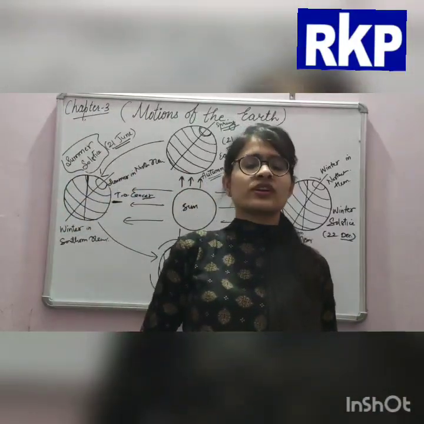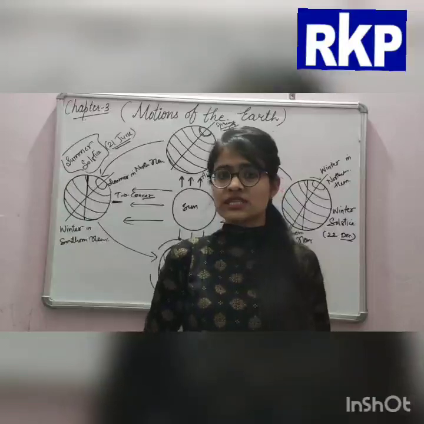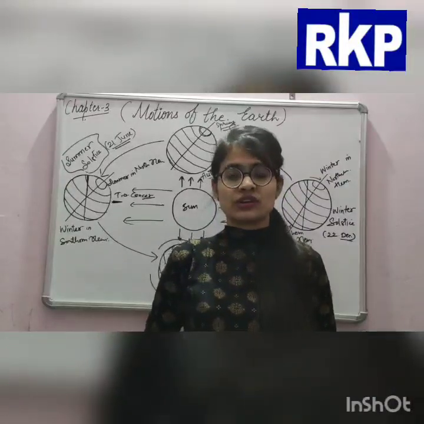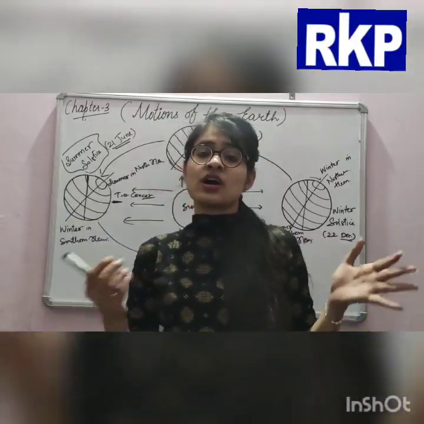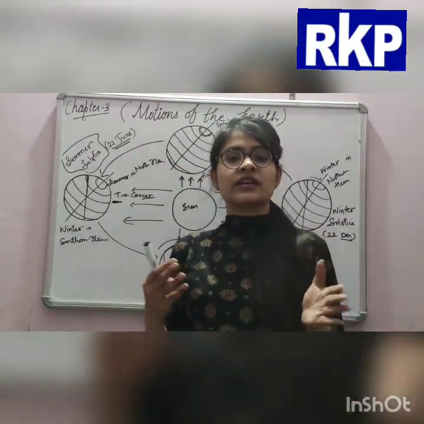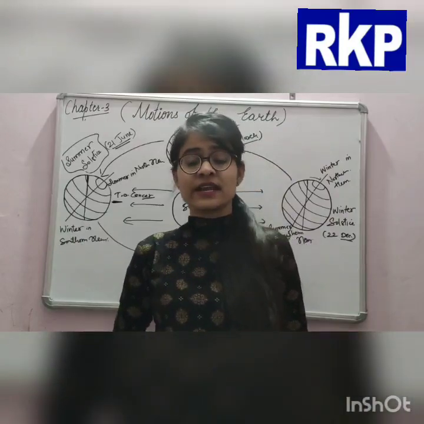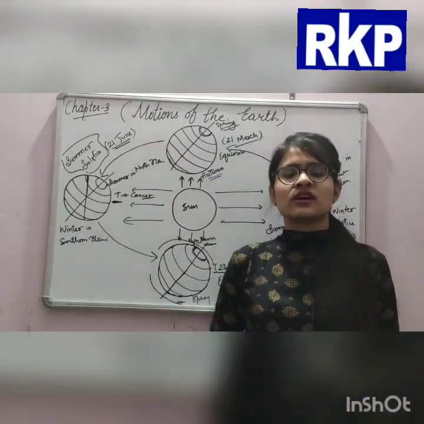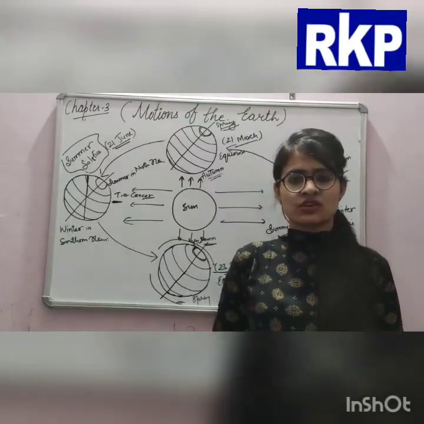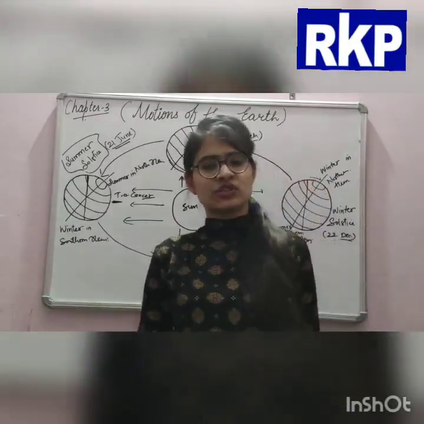In the videos of this chapter, we discussed the movements of the earth, the motions of the earth, rotation and revolution. How does rotation help in the occurrence of days and nights, and how does revolution help in the occurrence of the seasons? So this was the topic. I hope this is clear to you all.